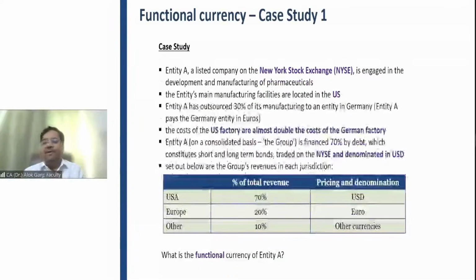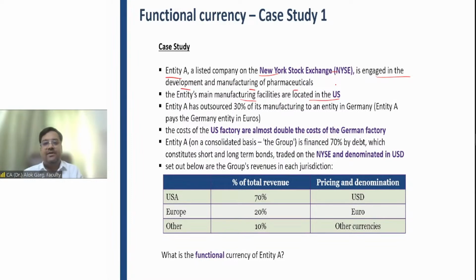Second example. I have a lot of examples to make you understand the meaning of functional currency, right? We are only discussing what functional currency is from the entity's point of view. Case study again: Entity A, a listed company on the New York Stock Exchange, is engaged in the development and manufacturing of pharmaceuticals. So entity A is a listed company, listed in the USA.